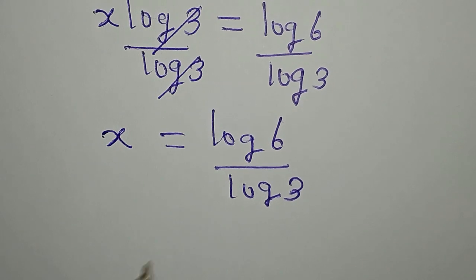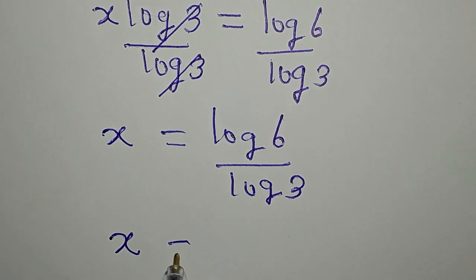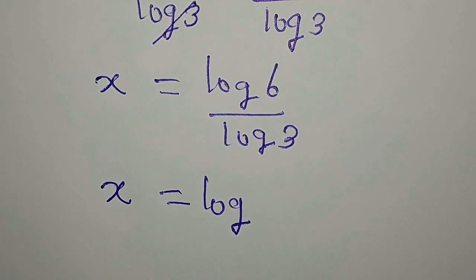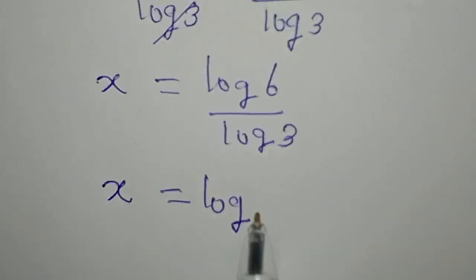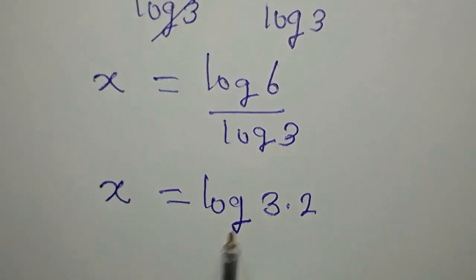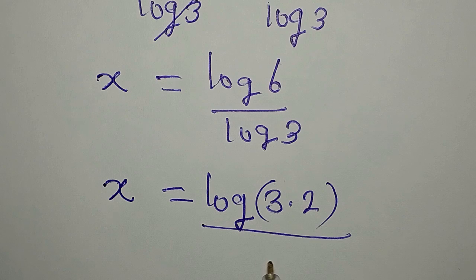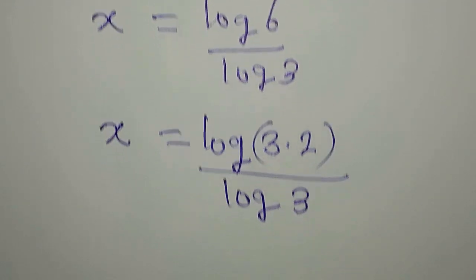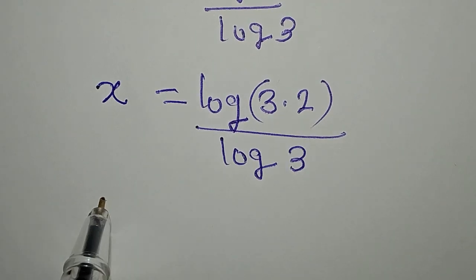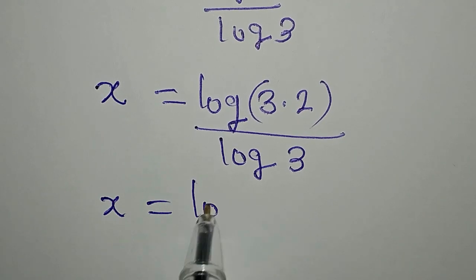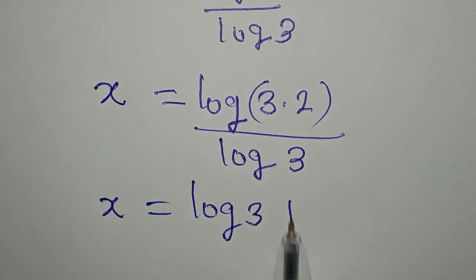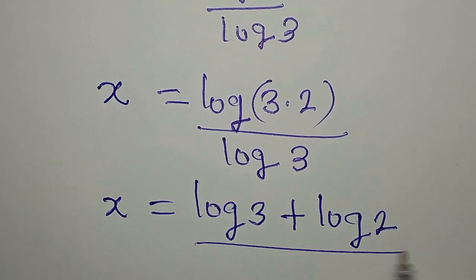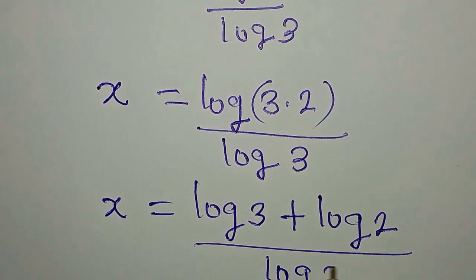So what do we do? x is equal to log 6, and 6 is 3 multiplied by 2, so we have this over log 3. Mind you that from here we can get x to be equal to log 3 plus log 2, then the whole of this is over log 3, right?